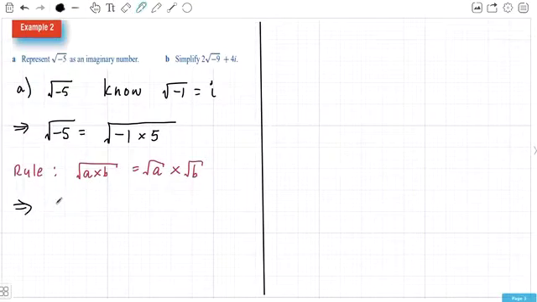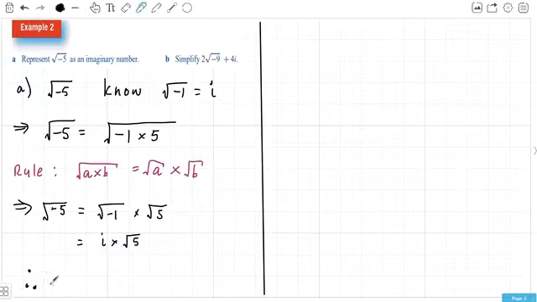So now we've got the square root of negative 5 equals the square root of negative 1 times the square root of 5. And remember that the square root of negative 1 is i, and so we've got i times square root of 5. Typically we like to write the i after a number, not in front of it, so we just rewrite this as square root of 5 i. So that's our number represented as an imaginary number.